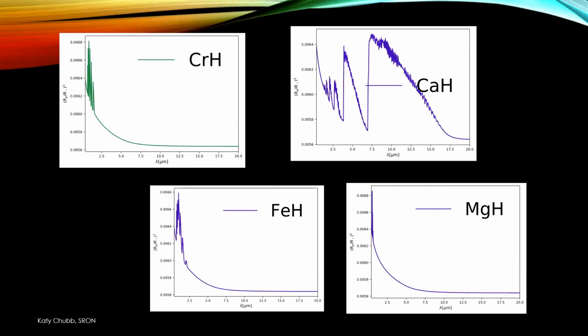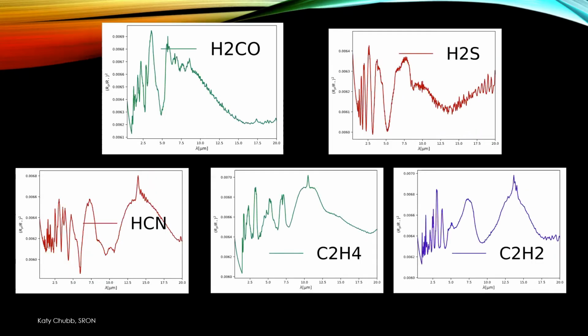Some more specific examples of available species include metal hydrides, such as chromium hydride, calcium hydride, iron hydride, and magnesium hydride. These are used in classifying L-type brown dwarfs, amongst other things. And I think in the first talk tomorrow, we'll hear more about that. We also have some potential precursors to prebiotic species, such as those shown here: formaldehyde, hydrogen sulfide, hydrogen cyanide, ethylene, and acetylene.